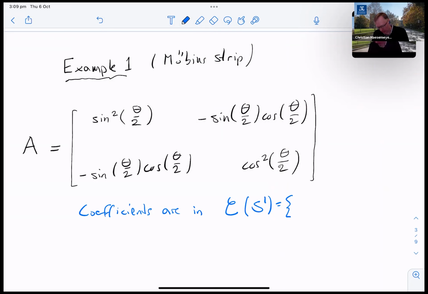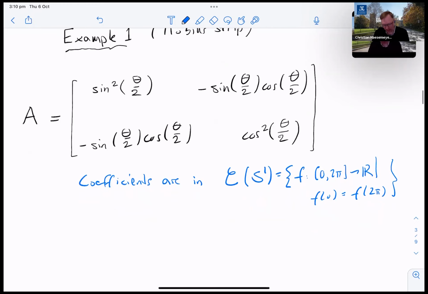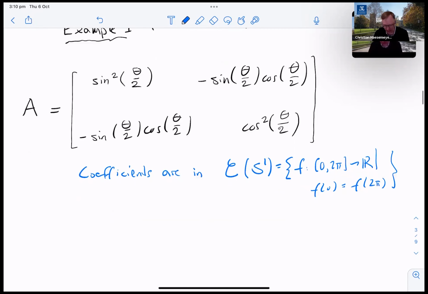And I want to express them using the usual parametrization of the unit circle. So I take continuous functions from the interval 0 to pi to the real numbers, such that f of 0 equals f of 2 pi. Okay. Those can be considered functions on the circle. I want all my functions to be continuous, as the sine and cosine functions certainly are.